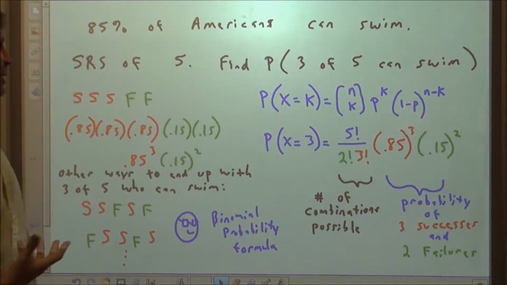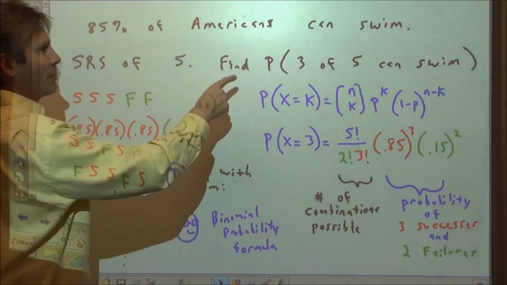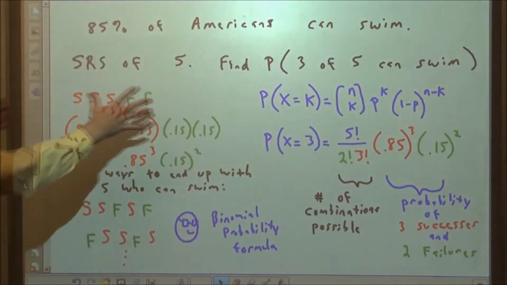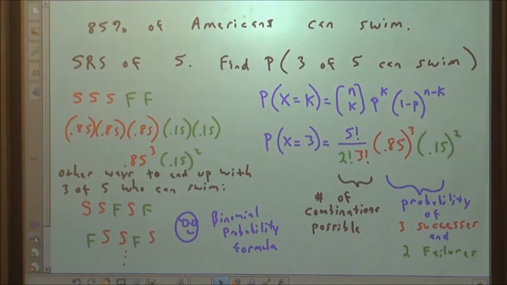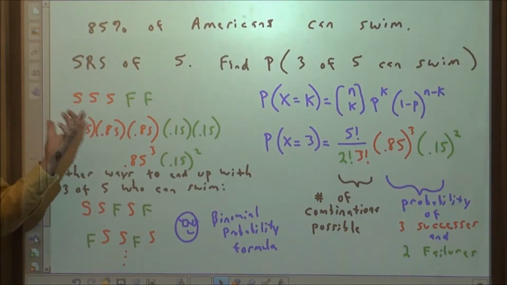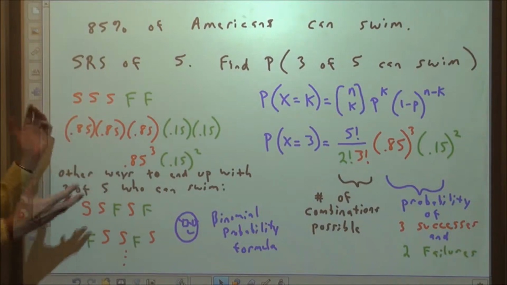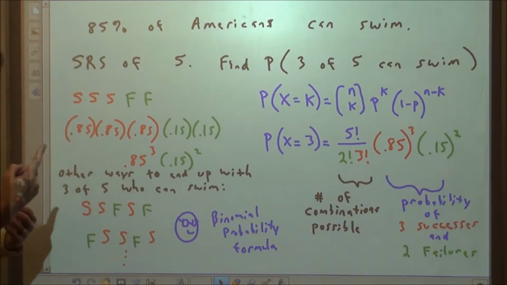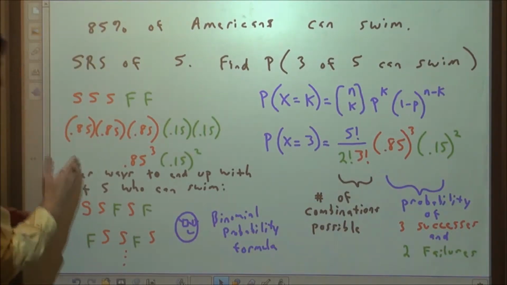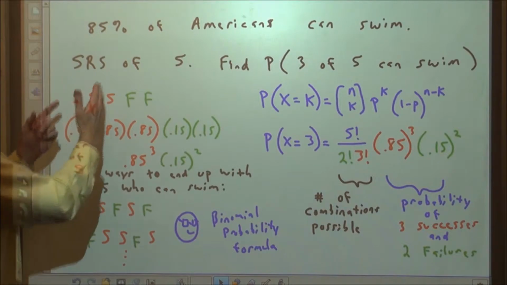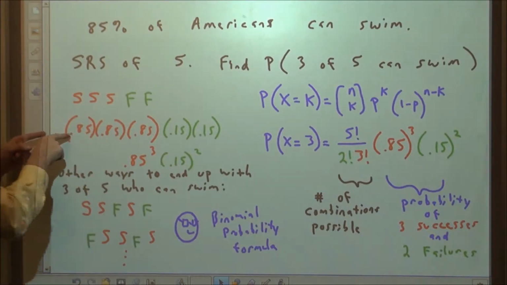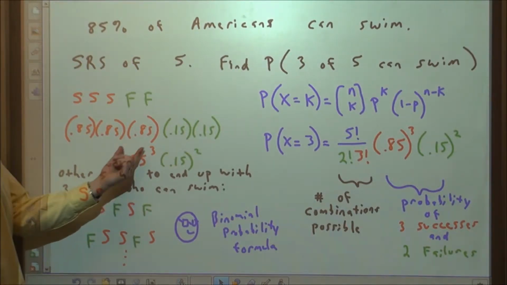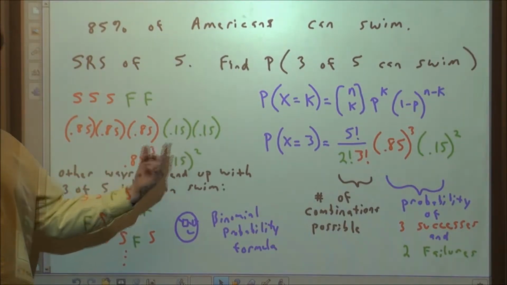Anyways, let's suppose we have a sample size of 5, and we want to find the probability that 3 out of the 5 Americans we select can swim. Let's suppose the first 3 people we randomly selected can swim, and the next 2 can't. So 3 successes followed by 2 failures. Since we're selecting more than one thing, the word and means multiply. So we got a swimmer and a swimmer and a swimmer and a person who can't and a person who can't. So we multiply those together, which means we have 0.85 to the 3rd power, the success rate to the 3rd power, times the failure rate to the 2nd power.